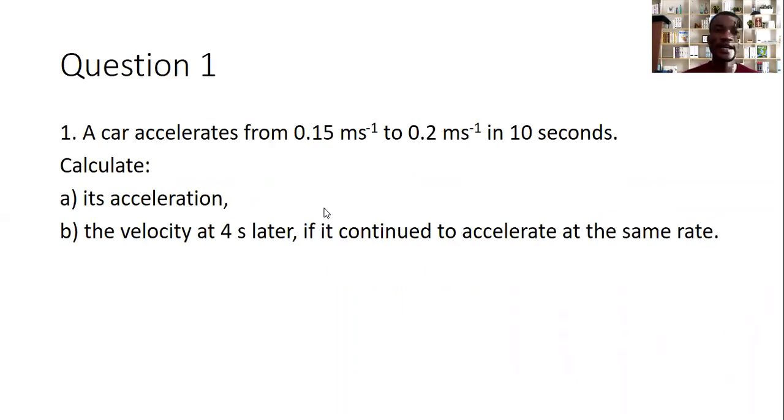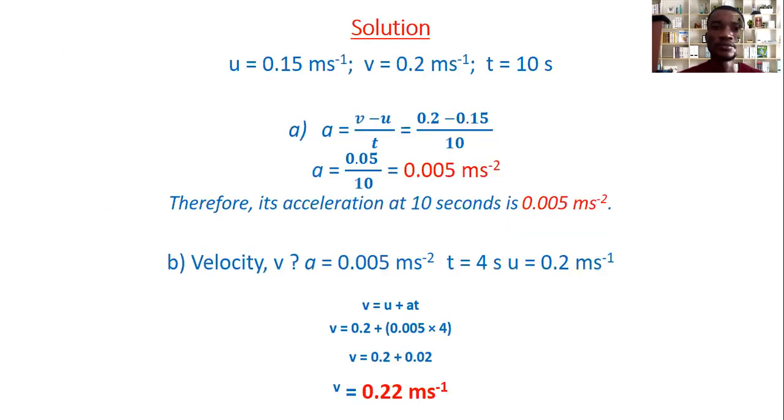Question 1. A car accelerates from 0.15 meter per second to 0.2 meter per second in 10 seconds. Calculate its acceleration, then the velocity at 4 seconds later if it continues to accelerate at the same rate. Okay, let's look at the solution.